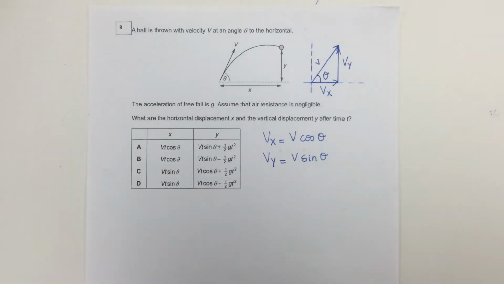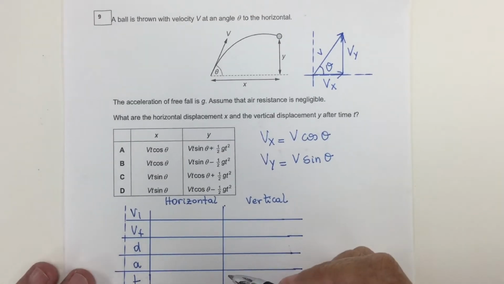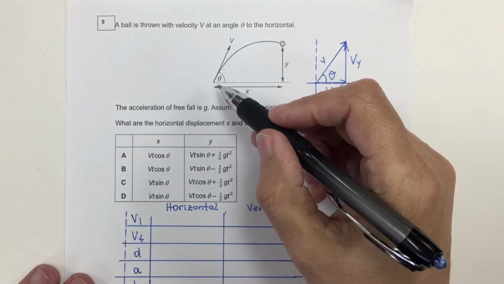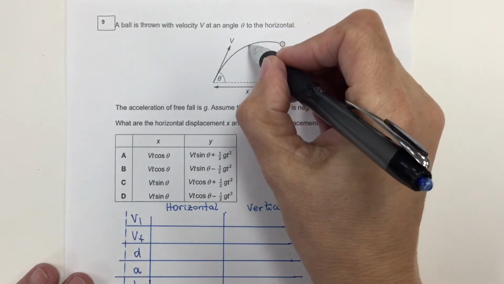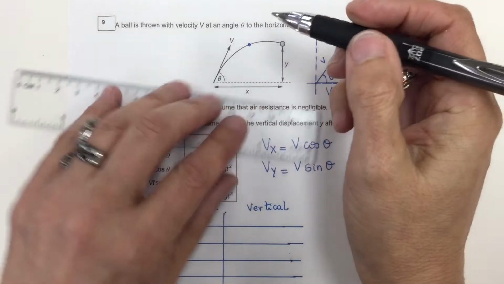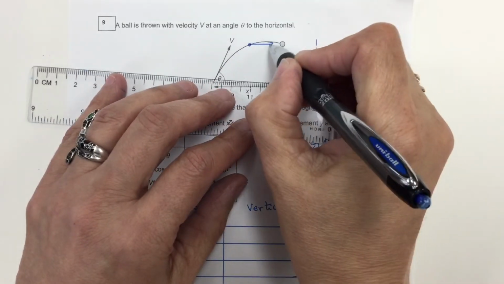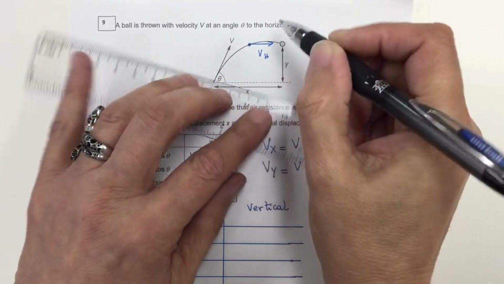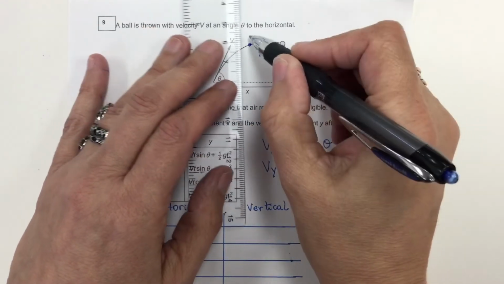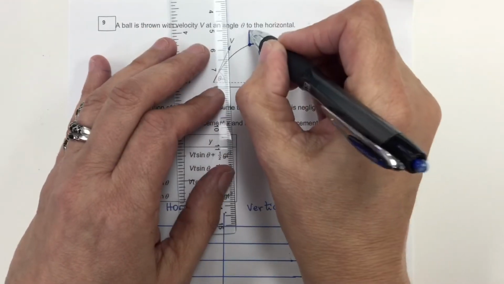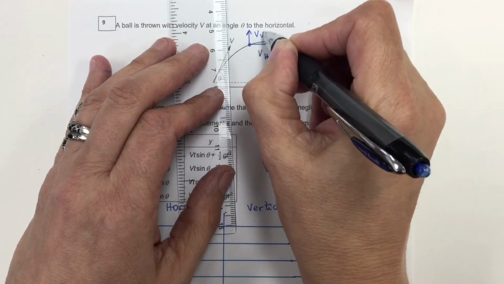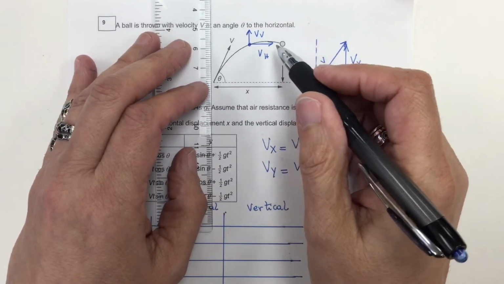Now I'm going to set up two independent tables, one for the horizontal motion and another one for the vertical motion. Before I fill this table, let me take a look at the trajectory of this ball. Right here I will have my horizontal component, and going up I will have less of my vertical component because it's decelerating going up.